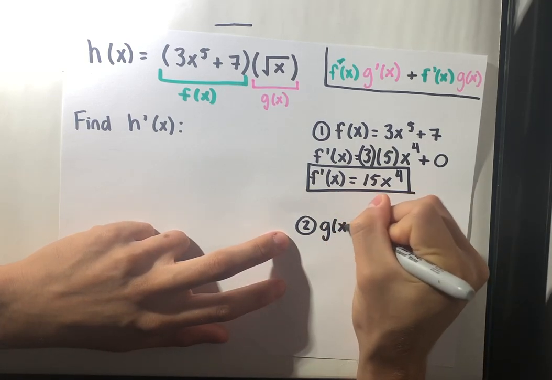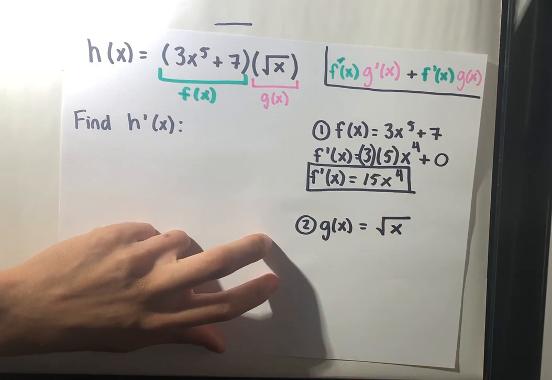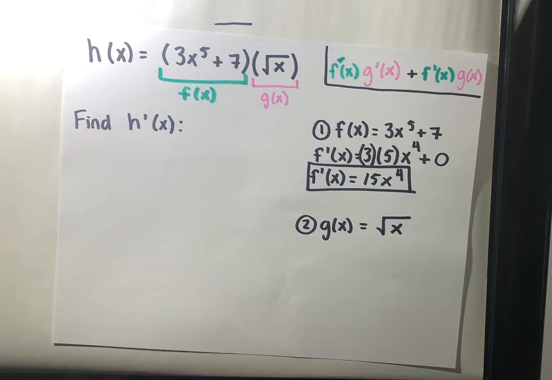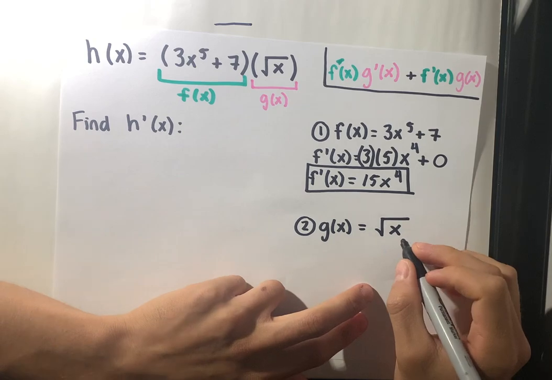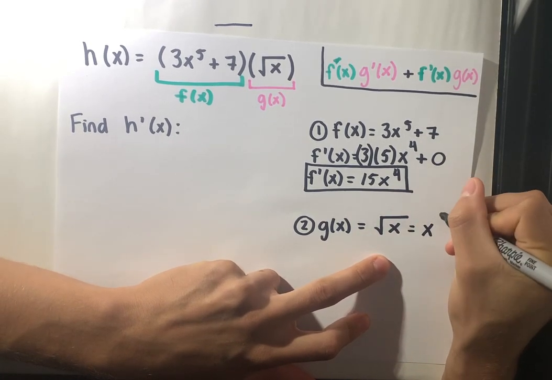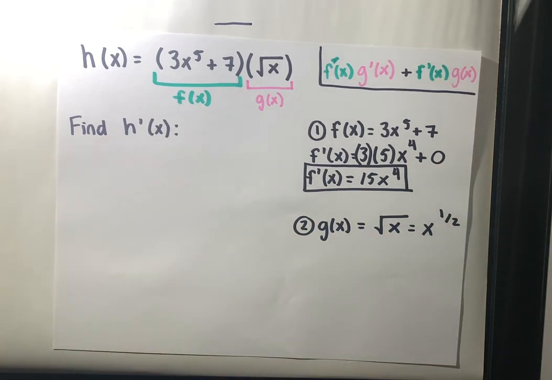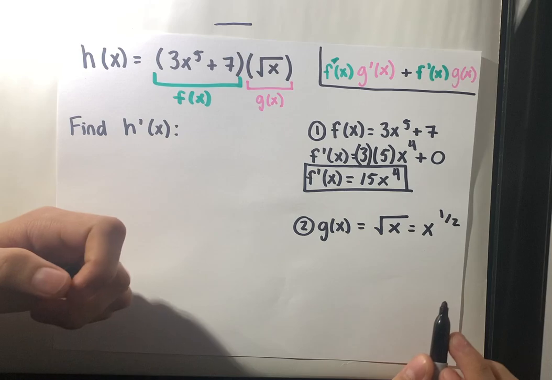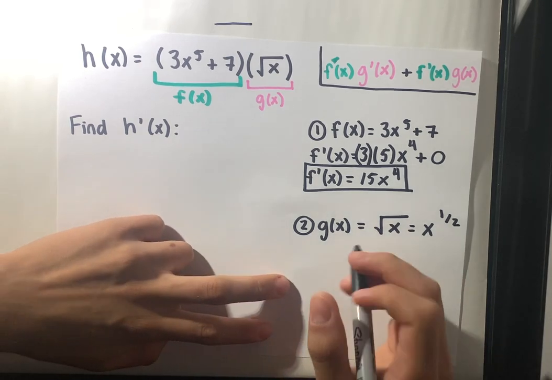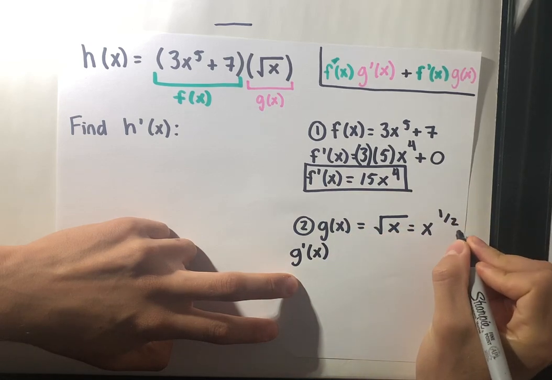g of x is equal to the square root of x. Now it's important to not get confused when we see the square root of x. The square root of x is simply x raised to a power of 1/2. So we know that when x is raised to a power, we can use the power rule. So let's go ahead and use the power rule with x raised to a power of 1/2.